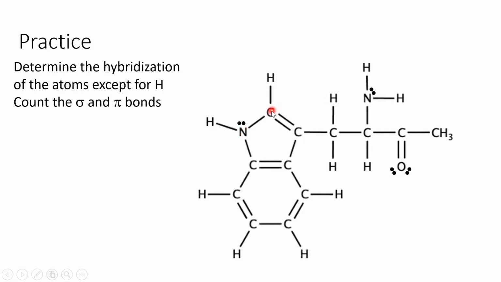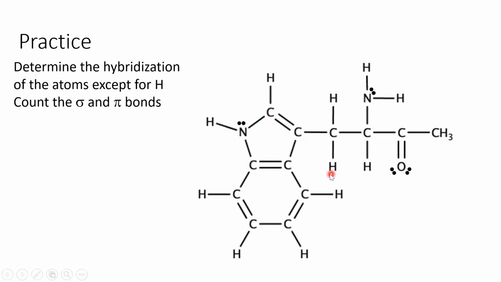If we were to look at this carbon, it has 1, 2, 3 things coming off of it. This counts as 1 thing. It's 1 bond. Okay, it's a double bond, but it's 1 double bond. So carbon would need to have 3 equivalent orbitals or hybridized orbitals. So this carbon would be sp² hybridized.